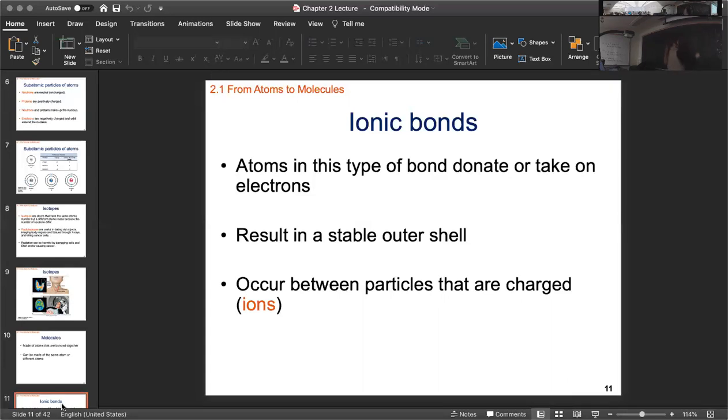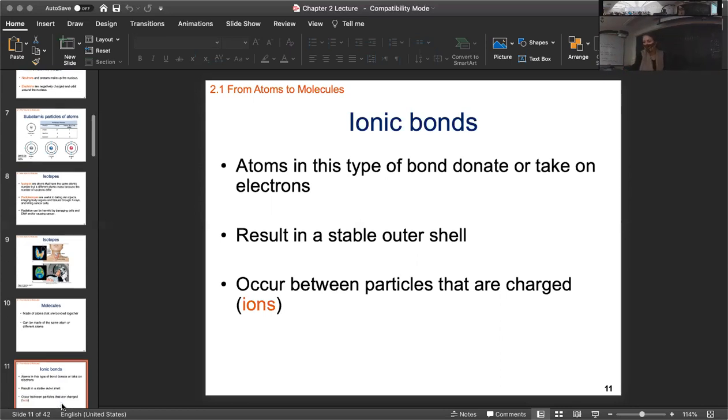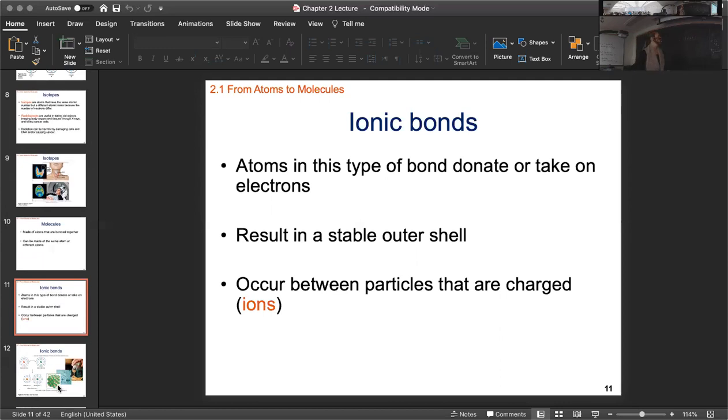All right. The I donate means that the connection that they have between each other, one of them is donating electrons to the other. This results in a stable outer shell. This occurs between particles that are charged. An example of an ionic bond, which I think we look on the next slide, we do. So I'm going to hold off for just a second, but we look at like sodium chloride. Okay?